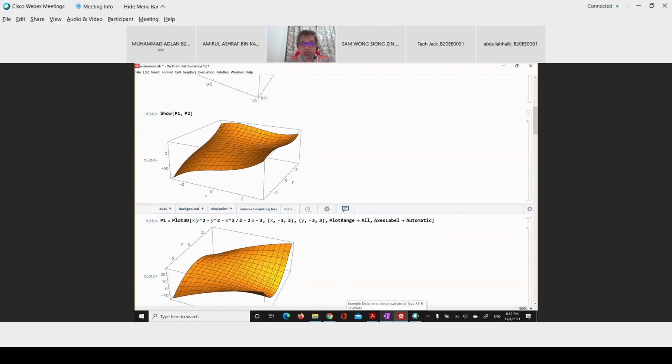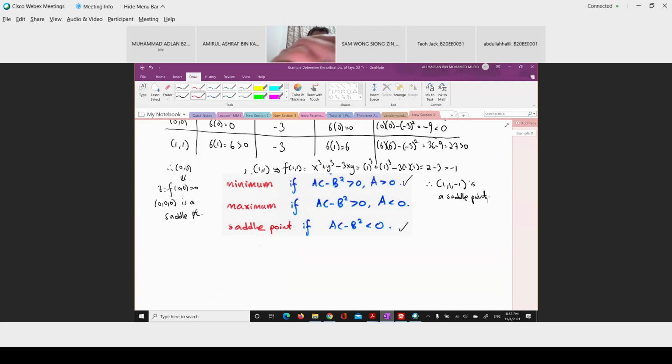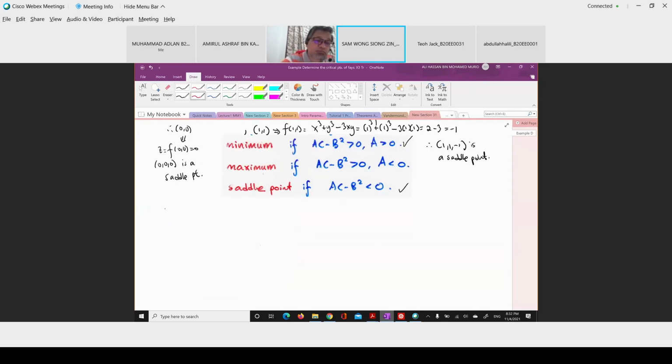Any question? Doctor, is 1, 1, minus 1 a saddle point or a minimum point? 1, 1, minus 1 is a saddle point, right? Oh no, I'm sorry. It's a minimum point. I'm sorry. Yes, you're right. Thank you. It's a minimum point. So here we have 2 critical points. One is a saddle point. The other is a minimum point.